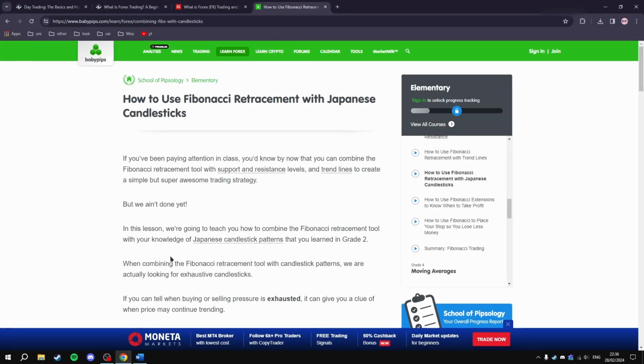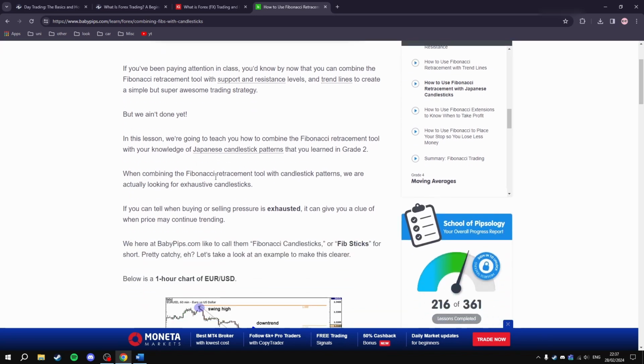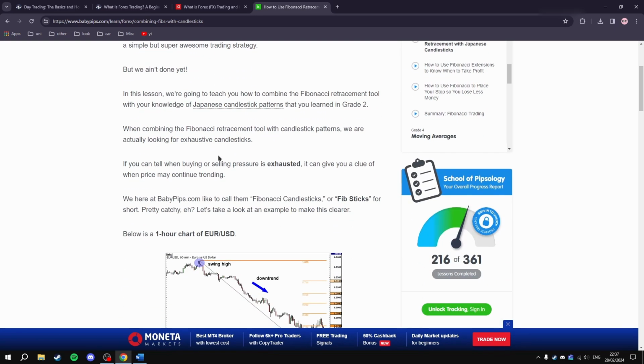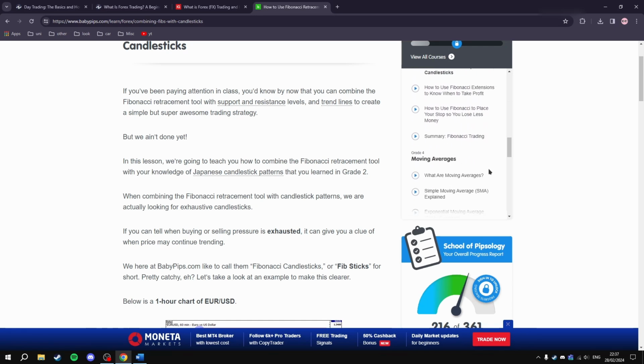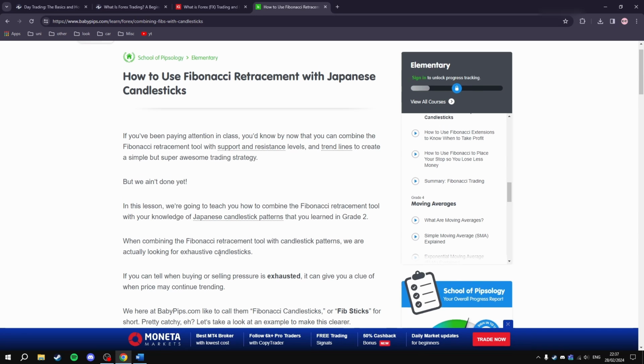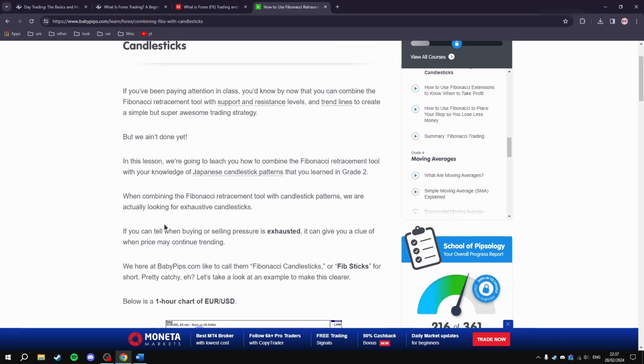So, if you've been paying attention in class, you know by now that you can combine the Fibonacci retracement tool with support and resistance levels and trend lines to create a simple but super awesome trading strategy. But we ain't done yet. In this lesson, we're going to teach you how to combine the Fibonacci retracement tool with your knowledge of Japanese candlestick patterns that you learned in grade 2. When combining the Fibonacci retracement tool with candlestick patterns, we are actually looking for exhaustive candlesticks.